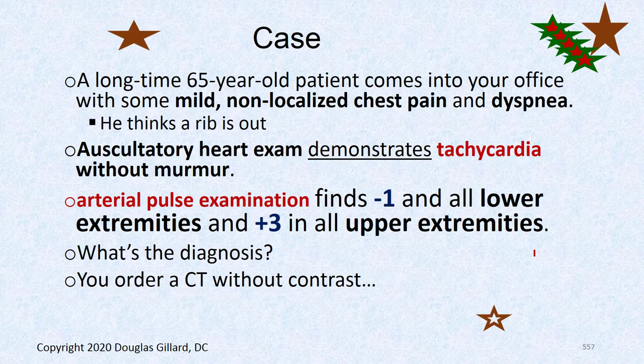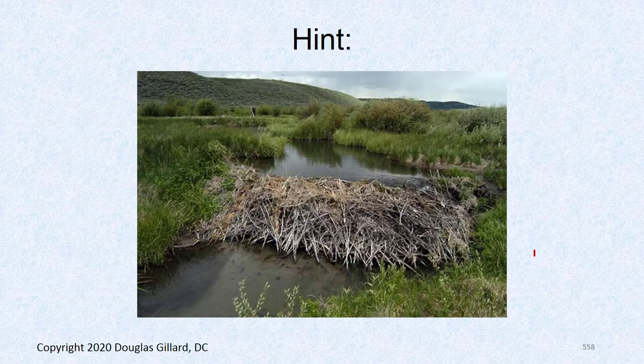Here's a 65-year-old who comes into your office with some mild non-localized chest pain and dyspnea. Auscultatory exam is okay. There's no murmurs, but he does have tachycardia. You check his arterial pulses. The arterial pulses in all lower extremities are minus one. You can barely even feel the popliteal. You go to the upper extremity pulses, the radial, the ulnar, and brachial, and they're all really pounding, almost a water hammer type pulse. So you order a CT scan.